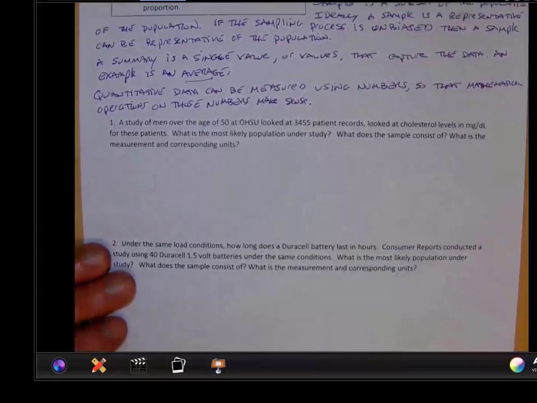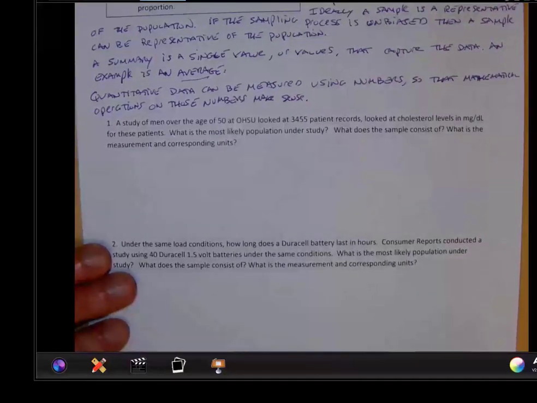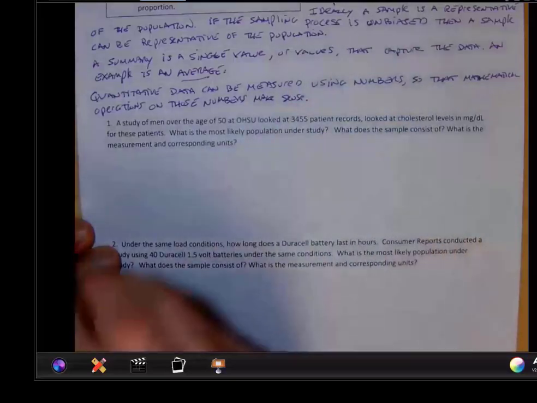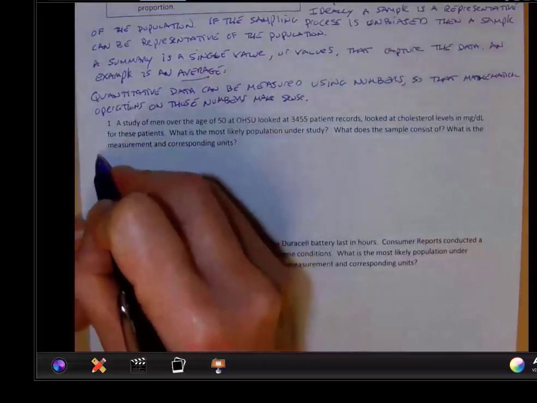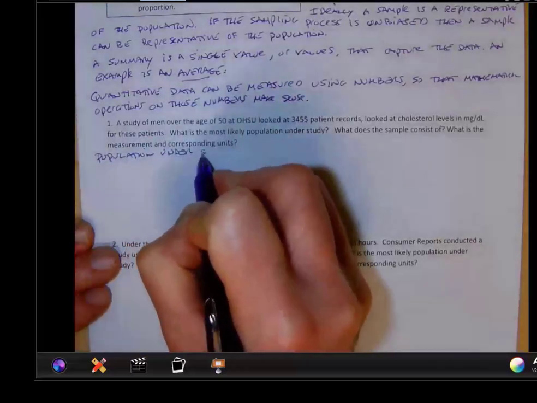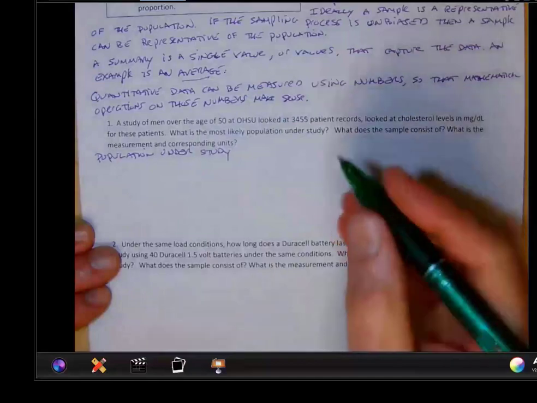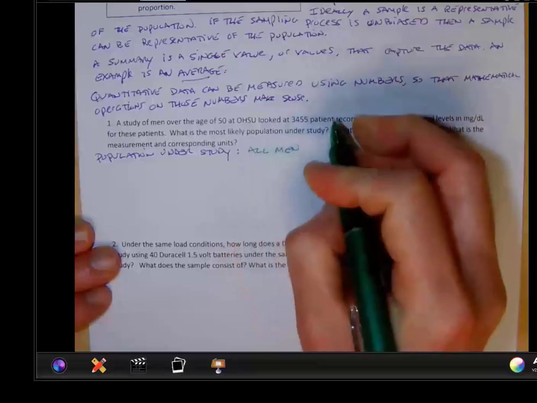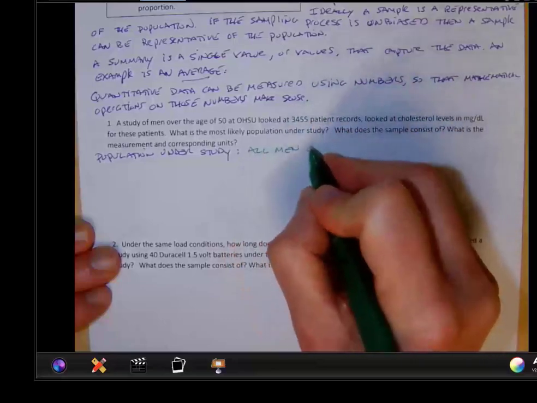All right, let's look at a couple of examples here. A study of men over the age of 50 at OHSU looked at 3,455 patient records. It looked at cholesterol levels in milligrams per deciliter for those patients. What is the most likely population under study? From this description, I would say the population under study would be all men over the age of 50.